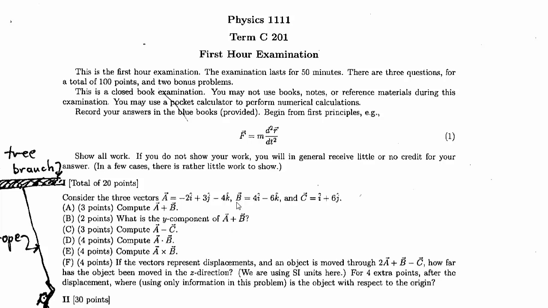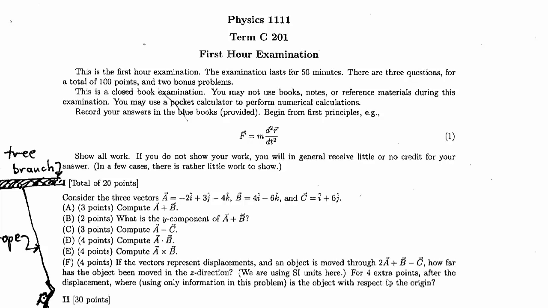Nonetheless, you're given 3 vectors, A, B, and C, and you're invited to calculate their sum, their difference, their dot product, their cross product, and the z component of the sum of 4 vectors. Finally, there's a trick question. After the displacement, where is the object with respect to the origin?